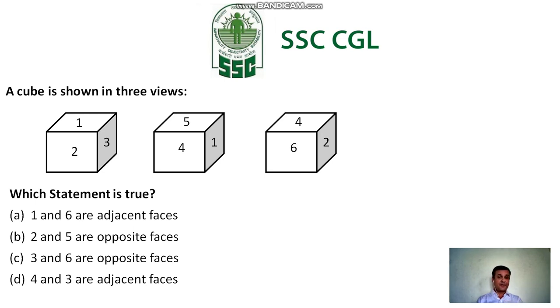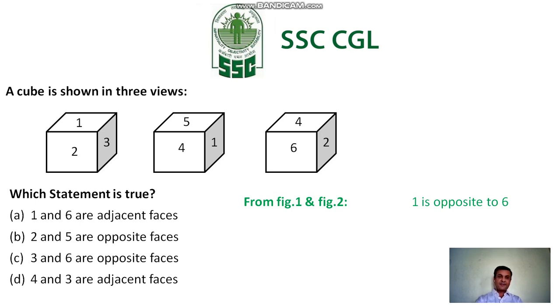Look at the first figure and look at the second figure. Do you observe any common face? Yes, 1 is the common face. So if 1 is the common face, what can't be opposite of 1? 2 cannot be opposite of 1 because it is adjacent as per figure 1. 3 cannot be opposite. Even 4 and 5 cannot be opposite. So by looking at figures 1 and 2, what will come opposite of 1 is 6.